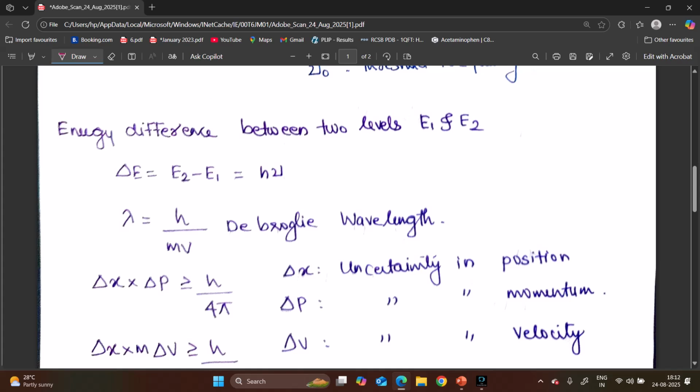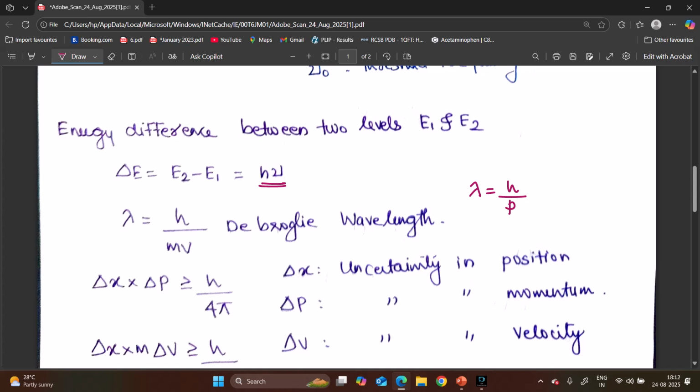According to Planck's theory, we know that energy will be absorbed or emitted as a packet of energy, as a packet of h nu. That means E2 minus E1 will be equal to h nu. According to the de Broglie relation, the wavelength of matter wave, lambda, is equal to h by mv. mv is nothing but mass into velocity, which is momentum. So the de Broglie wavelength can be written as h by p.